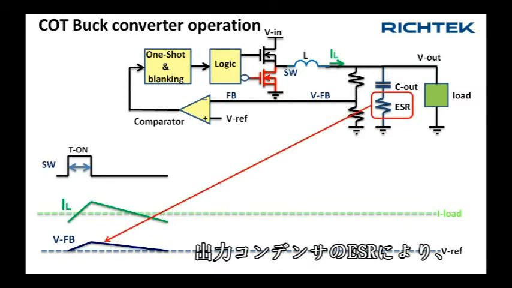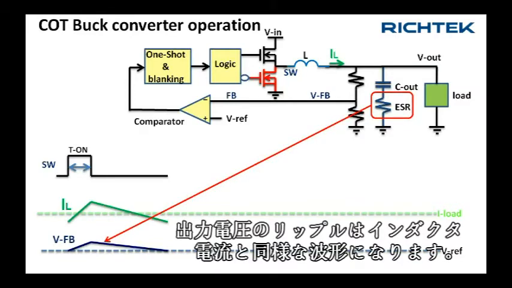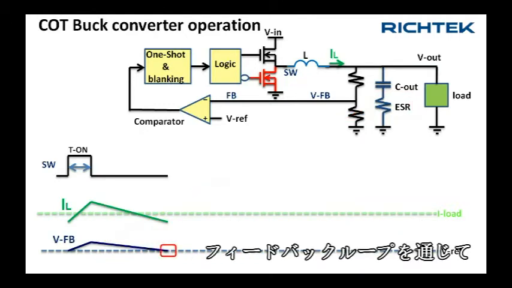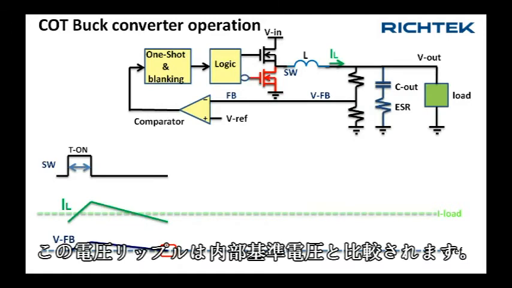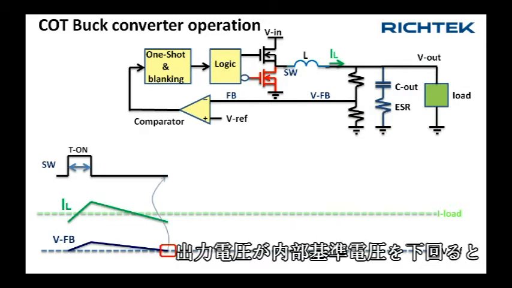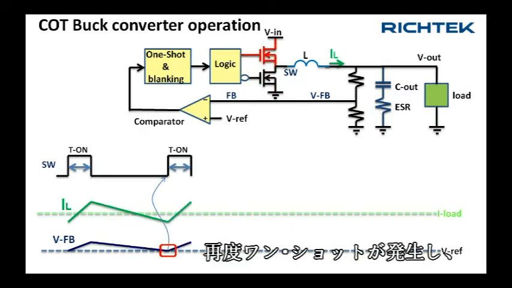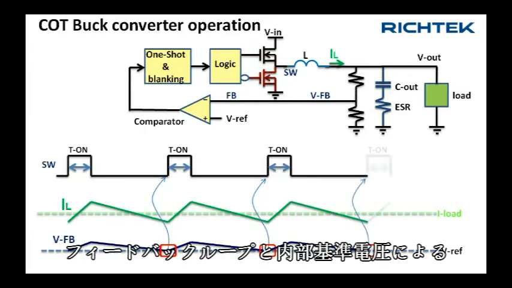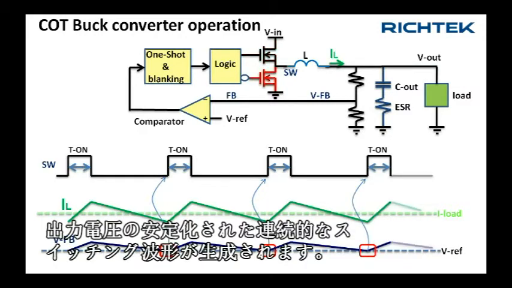Due to the output capacitor ESR, the voltage ripple on the output has a similar shape as the inductor current. Via the feedback network, this voltage ripple is compared with the internal reference. When it drops below the reference, the one-shot is triggered again, and the cycle is repeated, producing a continuous switching signal with an output voltage regulated by feedback network and reference.